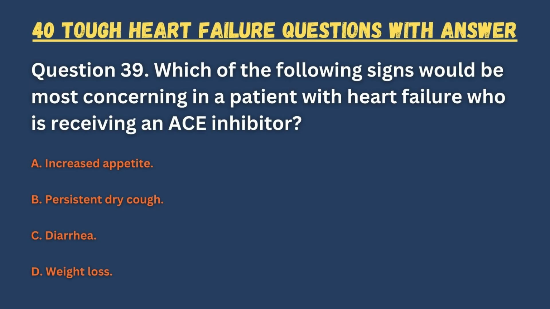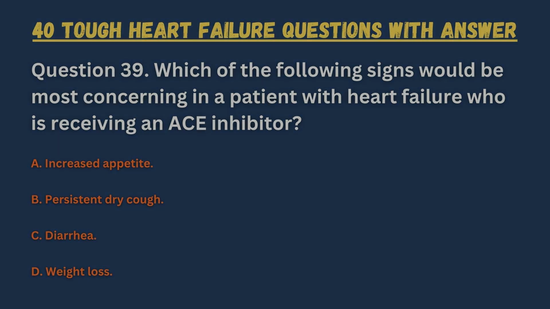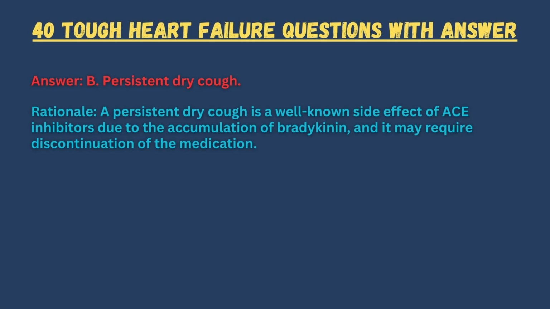Question 39. Which of the following signs would be most concerning in a patient with heart failure who is receiving an ACE inhibitor? A. Increased appetite. B. Persistent dry cough. C. Diarrhea. D. Weight loss. Answer: B. Persistent dry cough. Rationale: a persistent dry cough is a well-known side effect of ACE inhibitors due to the accumulation of bradykinin, and it may require discontinuation of the medication.